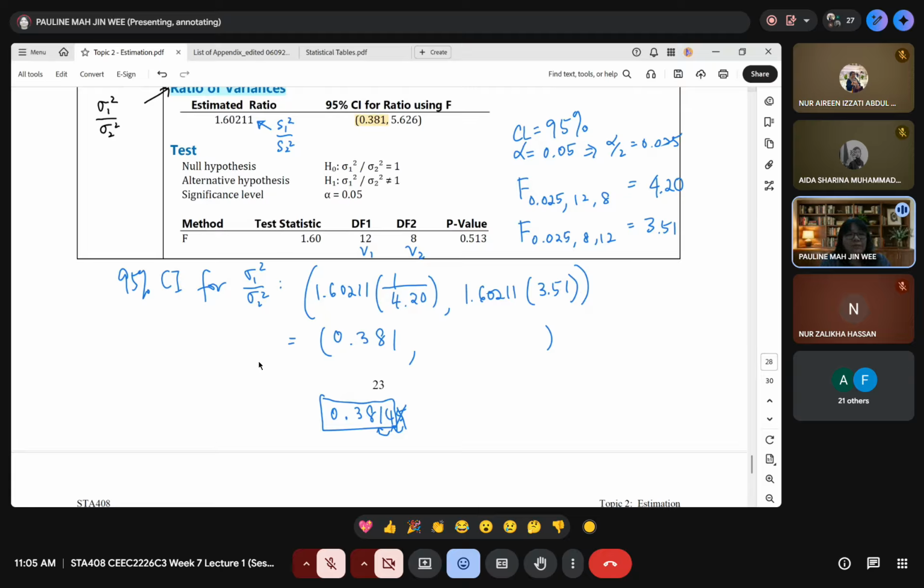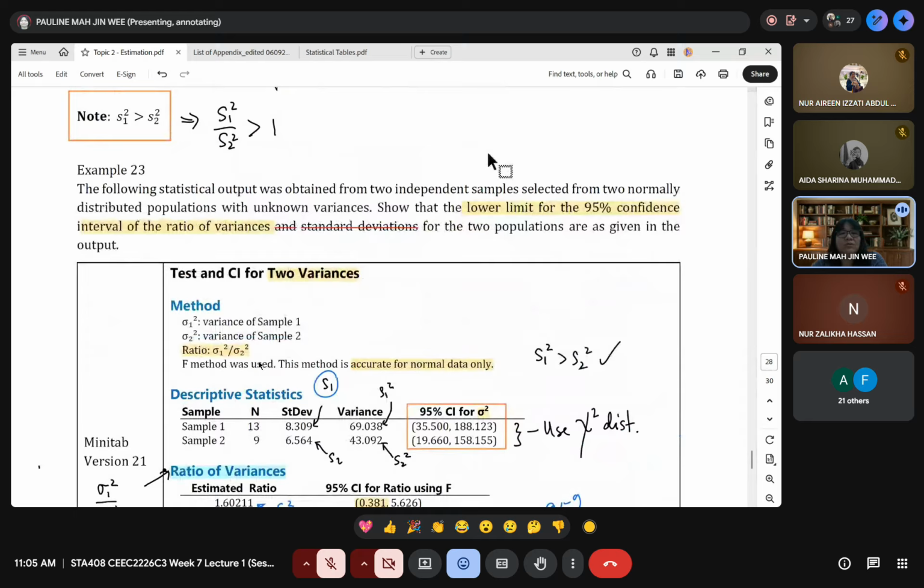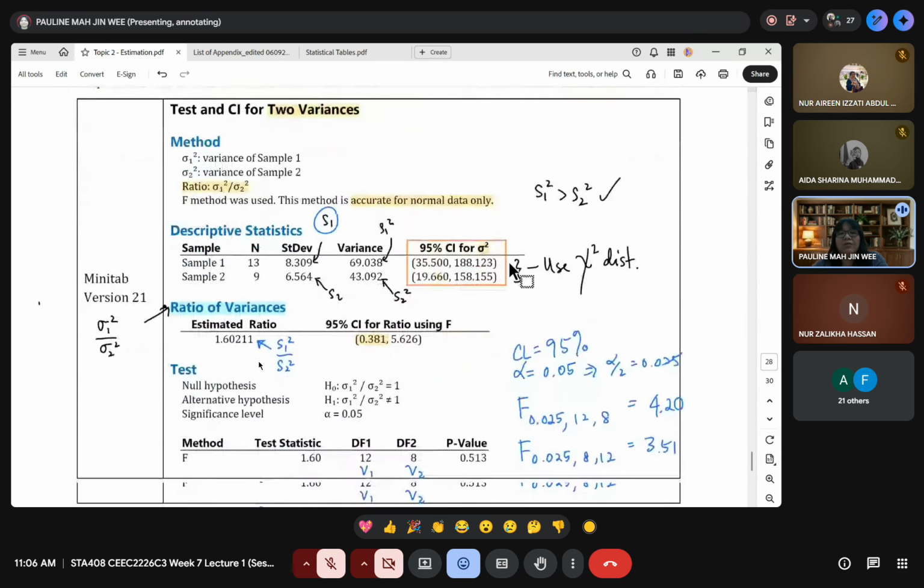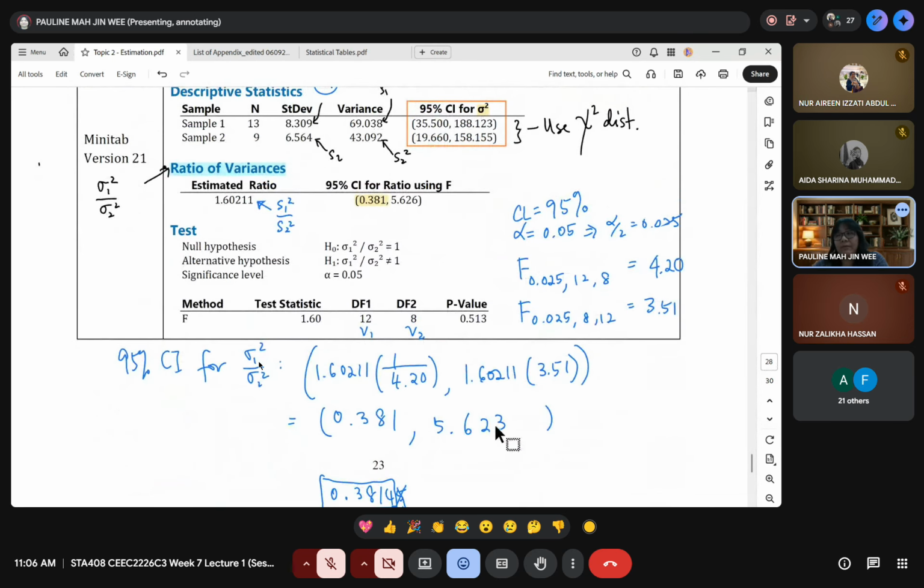Now let's look at what happens to the right hand side. Right hand side, we are going to multiply this, yeah. 1.60211 times 3.51. We get 5.623. Now, regardless of which formula you use, this one will never be anywhere close to this. So that's the reason why I asked you to only verify the lower limit. Now, do you know why this happens?